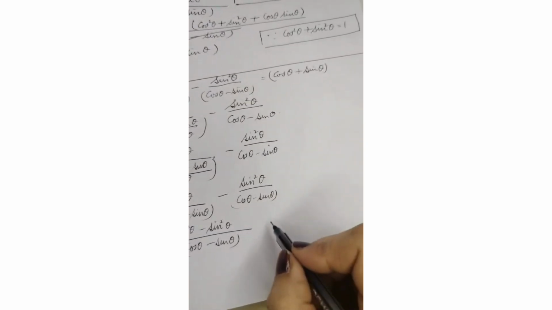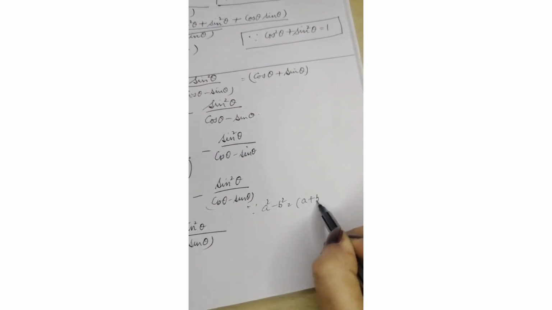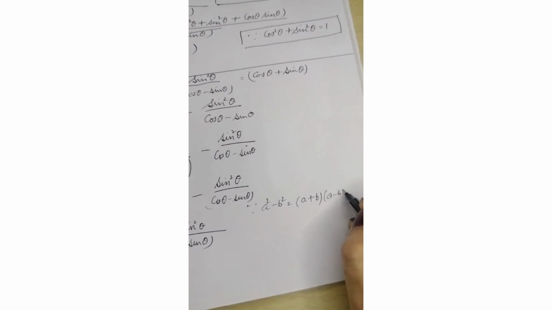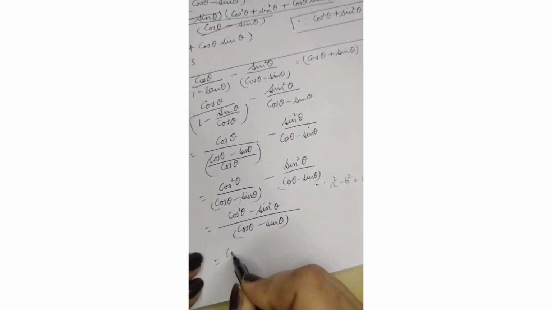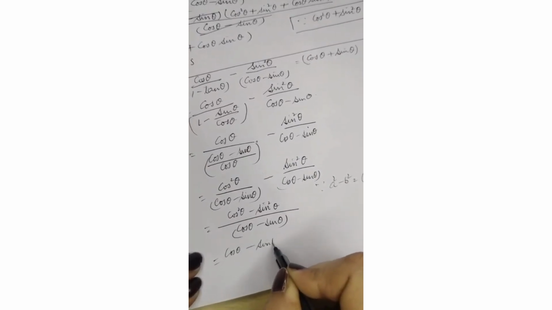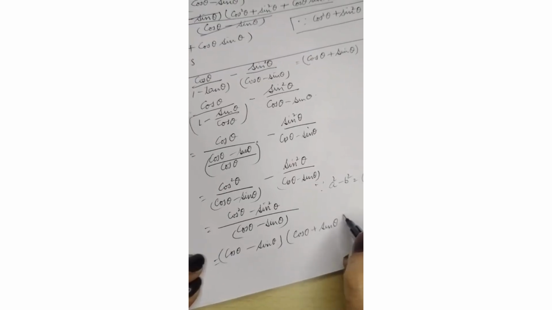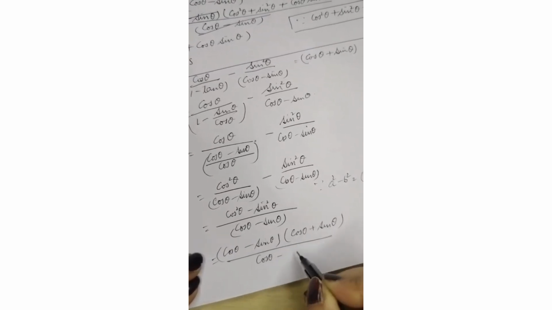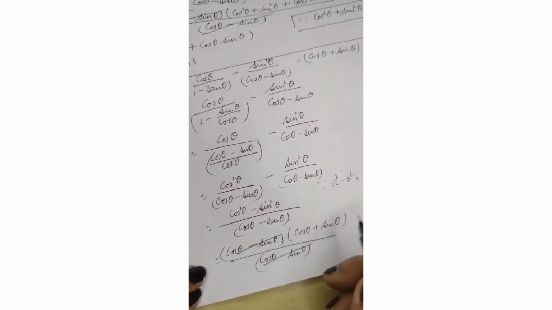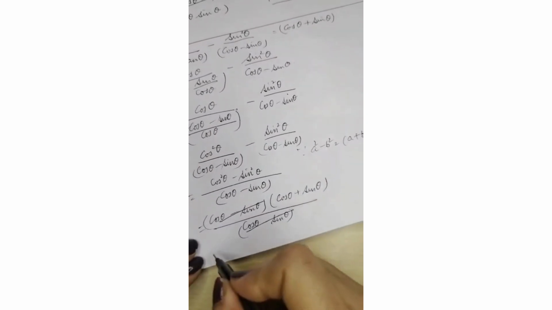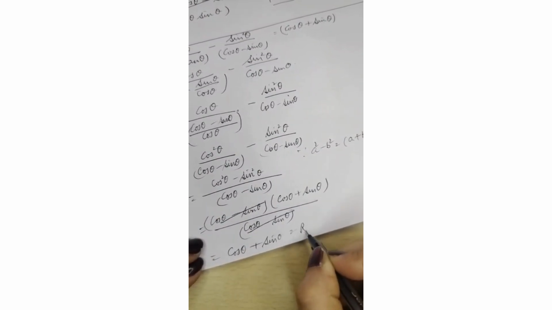So here we will take the identity a square minus b square, which is a plus b into a minus b. So a is cos theta, b is sin theta. So a plus b into a minus b will come out to be cos theta minus sin theta into cos theta plus sin theta, upon cos theta minus sin theta. So both these terms will cancel out. So here we have cos theta plus sin theta. This is the right hand side. Hence proved.